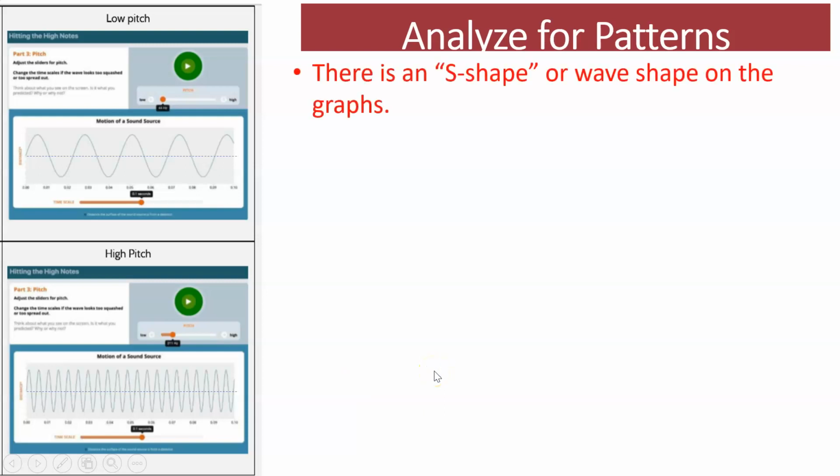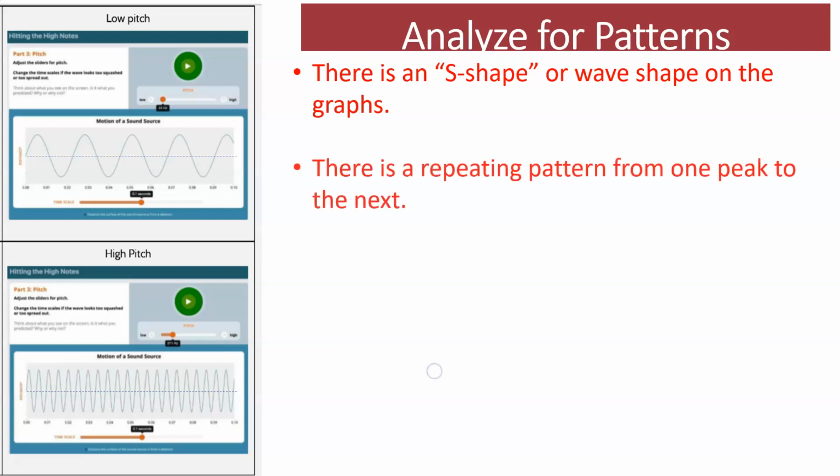Yep, same S shape or wave pattern on the graphs. And you probably saw a repeating pattern, right? From one peak to one peak is a wavelength, or from one valley to one valley is a wavelength. Peak to peak, valley to valley is a wavelength. But what was the biggest difference between these graphs?